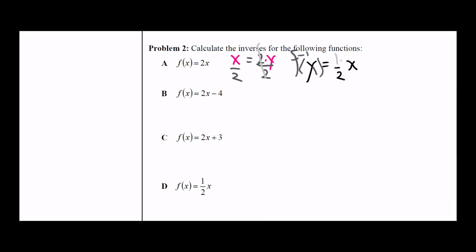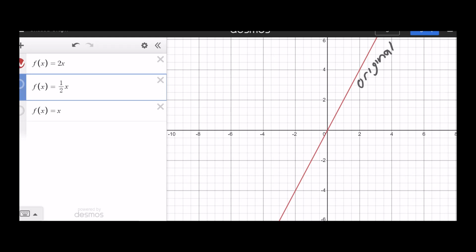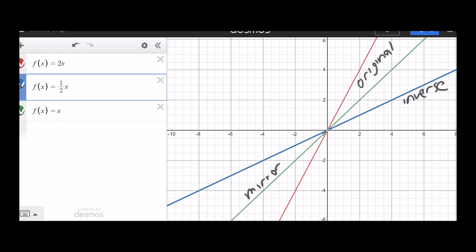So it's going to be half times x. Here's the original function, f of x equals 2x. Here's the inverse of that function, 1/2 x. Here's that mirror image again, right? That mirror that reflects them. So that mirror being f of x equals x, or y equals x. And you'll note that, again, we have reflections of each other. That is a reflection of that one. So be aware that an inverse of a function is a reflection of that function, and it's a reflection based off of this mirror, right? F of x equals x.